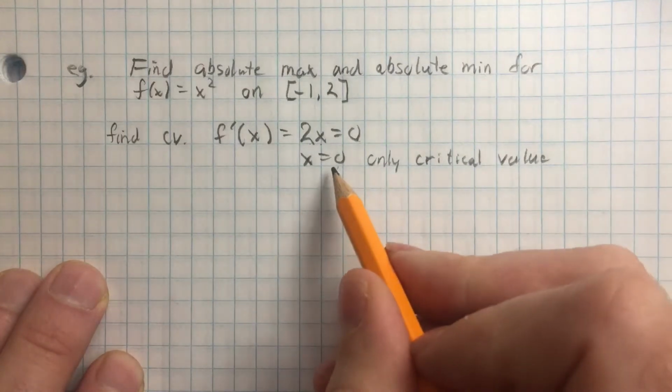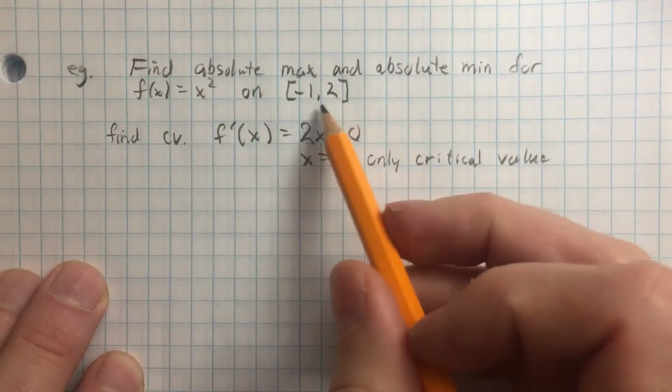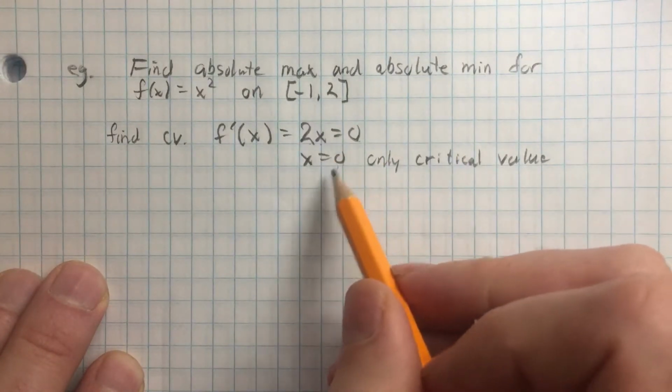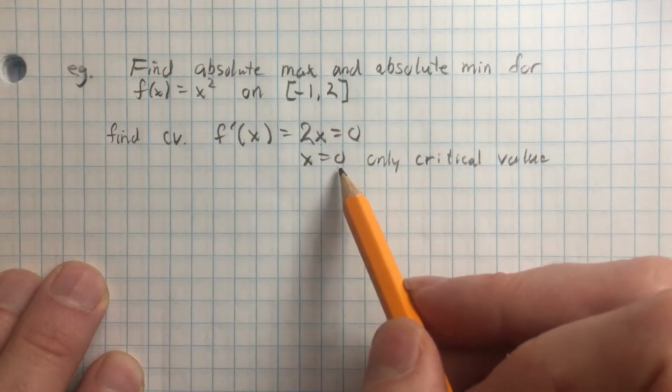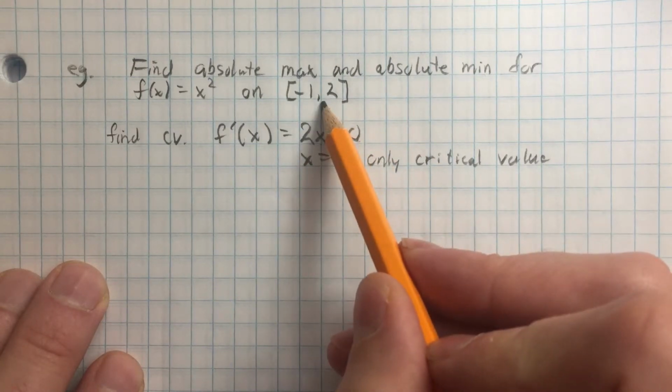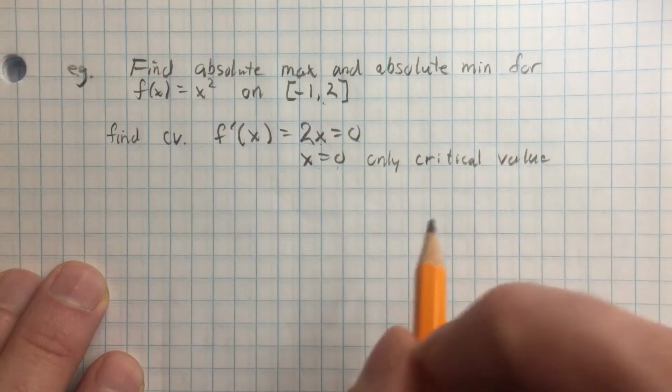Now, is this critical value on my interval? Yes, it is. So therefore, it's important to me. If I had found a critical value which was not on the interval they gave me, I do not care about it whatsoever, even though it's a legitimate critical value for the function as a whole. It has no bearing on the problem at hand if it's not found in that interval. But this one is, so we're keeping it.